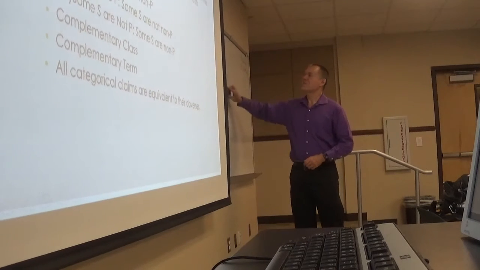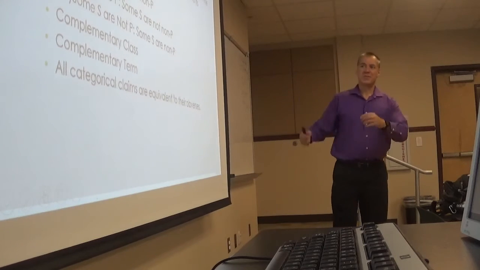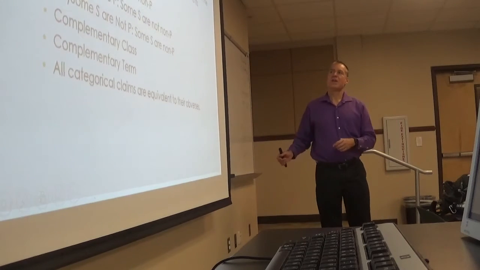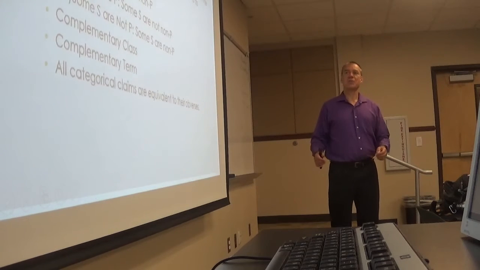Now, in terms of what it does or how to do it, here's how you do it. The first step is you replace the claim with the claim directly across from it on the square of opposition.